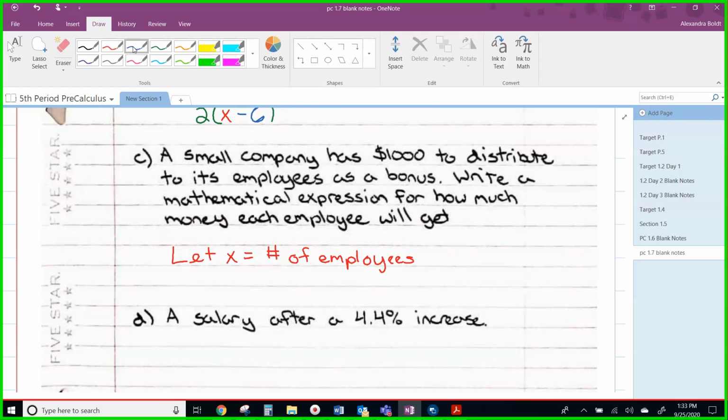So I have $1,000, and each employee is going to get some of that money. So I'm going to divide it by my number of employees. So 1,000 divided by X will represent how much they get.